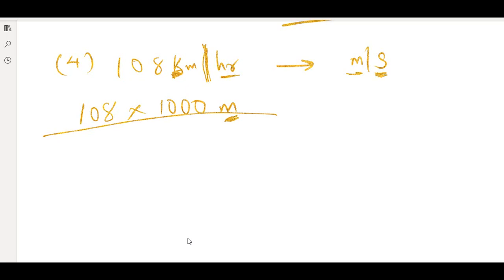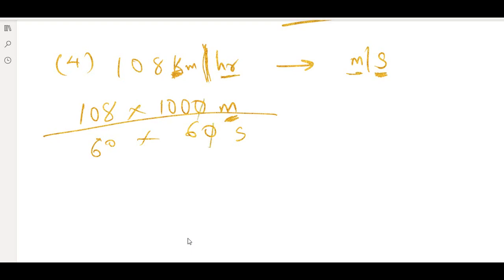Convert hours to seconds. What will it be? Convert 1 hour to seconds. Good. 60 times 60. If you do this, it will not be in seconds. So to convert from kilometers per hour to meters per second, the kilometer should be changed to meters. The hour should be changed to what? Seconds. If you simplify this, you have your answer.